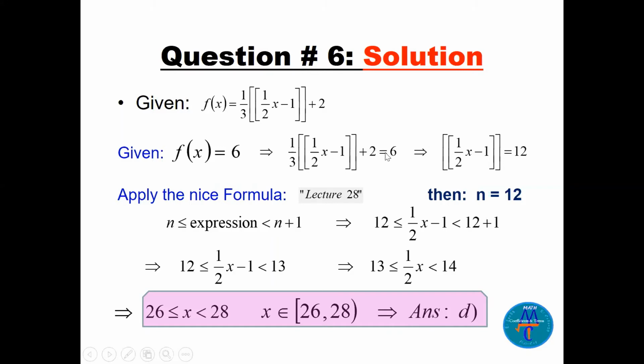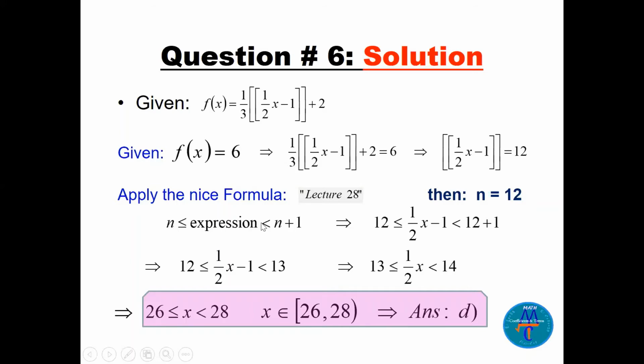So replace there by 6. See, take 2 to the other side, becomes 4. Multiply by 3, so that's 12 now. See, now this is the greatest integer is equal to 12. 12 now is the n. See that? 12 is the n, not the 6. 6 was given. f of x is equal to 6. We need all the values of x. But to apply the formula, we have the greatest integer equals a number. That is the n, 12.